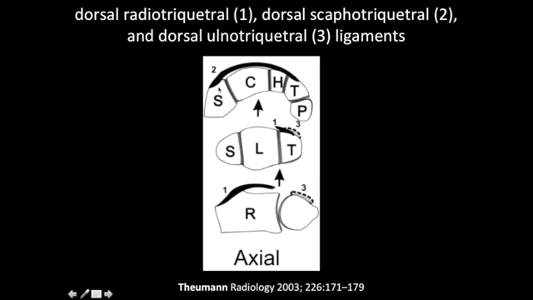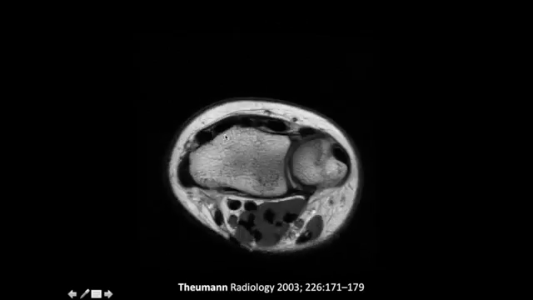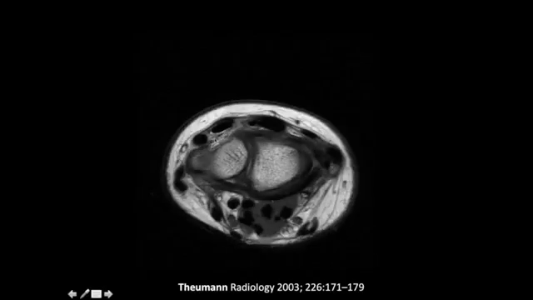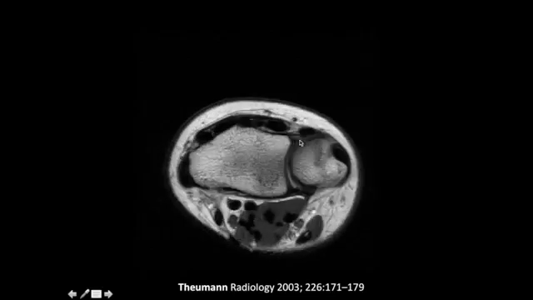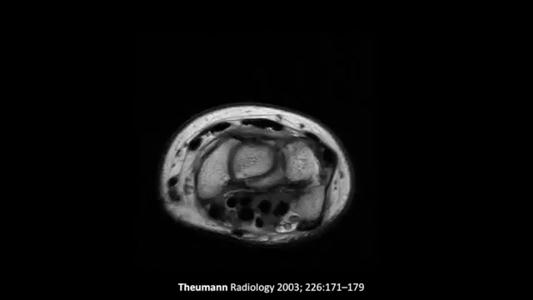As we extend more distally, we will see a broad band of tissue extending from the scaphoid into the triquetrum, and this is the dorsal scaphotriquetral ligament. So when we see in our images, here we're at the level of the distal radius. Our dorsal radiotriquetral ligament will travel in this area here. Our dorsal ulnotriquetral ligament will travel in this area here. As we extend more distally to the area of the scaphoid, we see our dorsal scaphotriquetral ligament, also known as the dorsal intercarpal ligament.